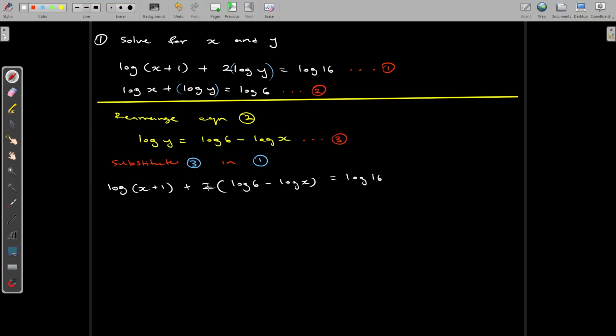Now, this 2 can be distributed to each of these. So we will have log x plus 1 plus log 6 squared. We should all be able to recognize how we get the 6 squared here. So it is 2 log 6, same thing as log 6 squared, minus log x squared is equal to log 16. Are we all on the same page?